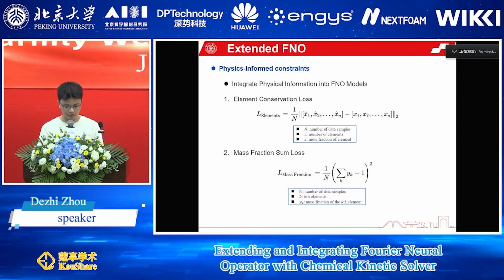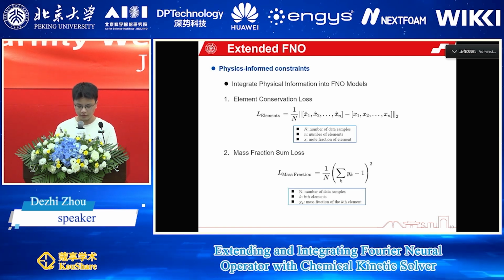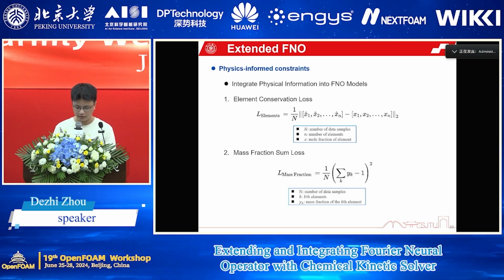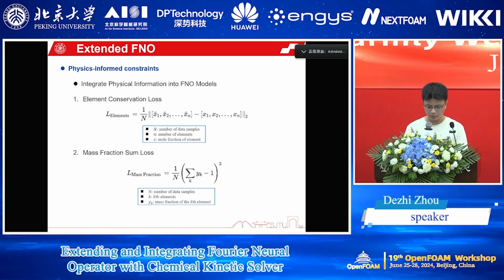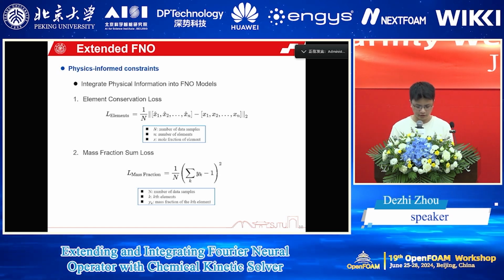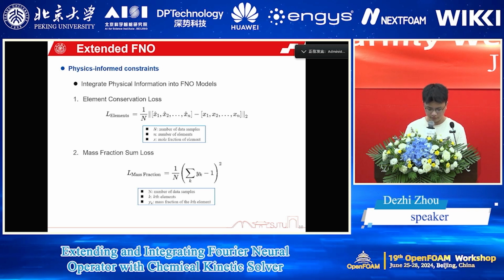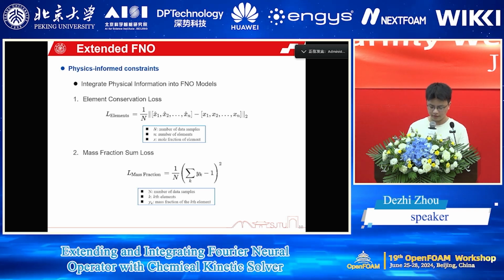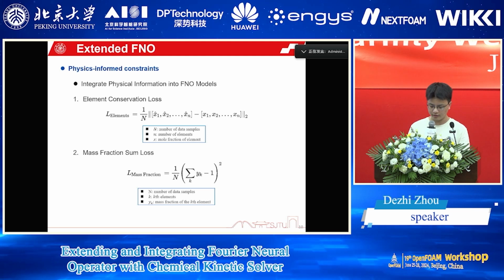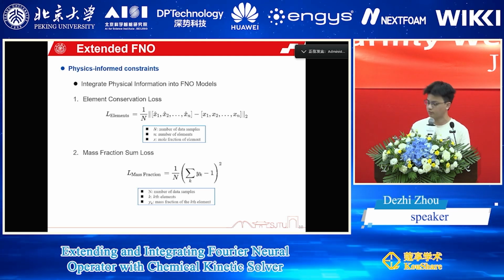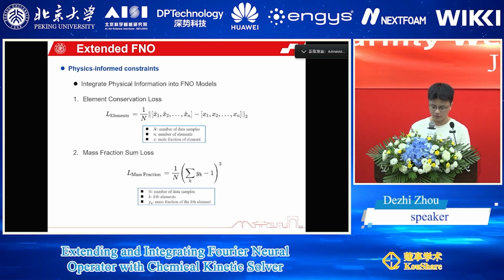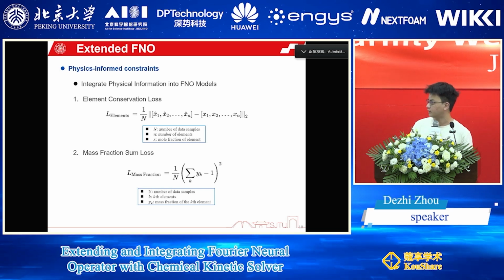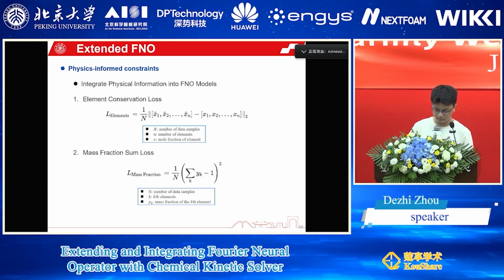Also, when training the FNO model, it is better to include physical information along with the data, since we know all the details of the chemical kinetic systems. More specifically, integrating the information of ordinary differential equations into the neural network can ensure the physical properties and maintain good generalization ability of the model. In this way, the element conservation loss and the mass fraction sum loss are added to our loss function correspondingly. And the equation is shown here.